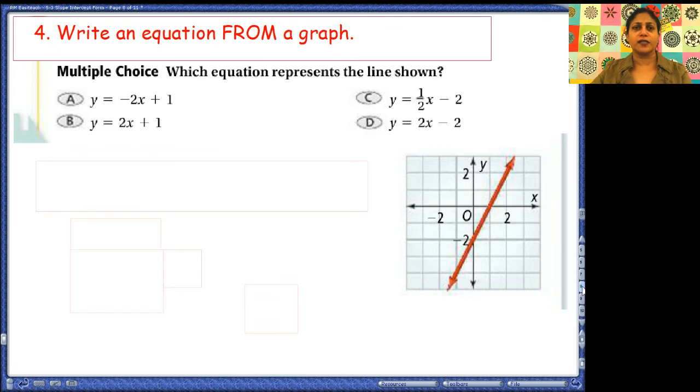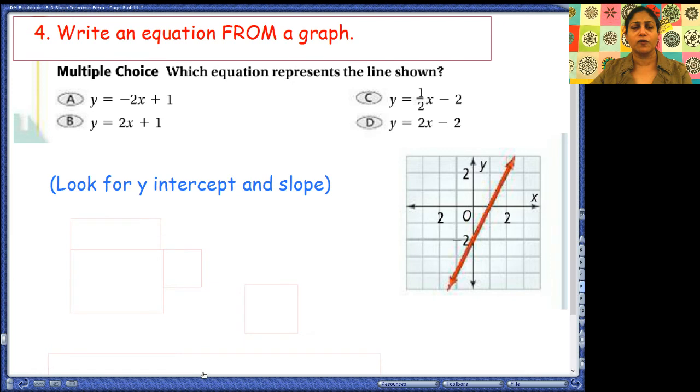How do you write an equation from a graph? So you want to look for the y-intercept and the slope. The y-intercept is at negative 2 and the slope is rise over run. That's up 2 over 1, which is just 2. So the answer here is D.